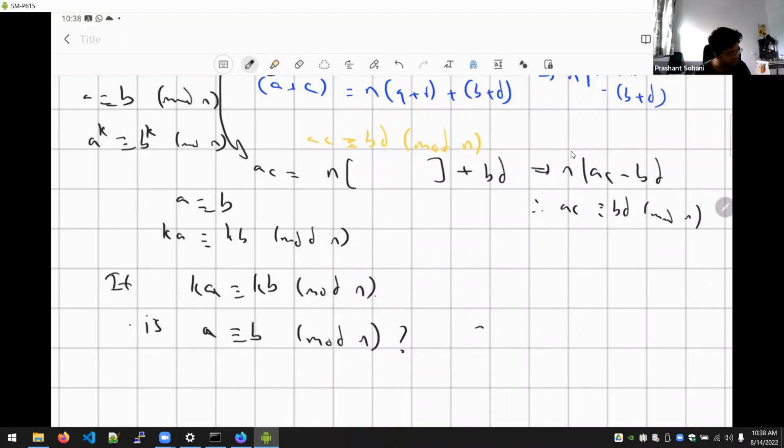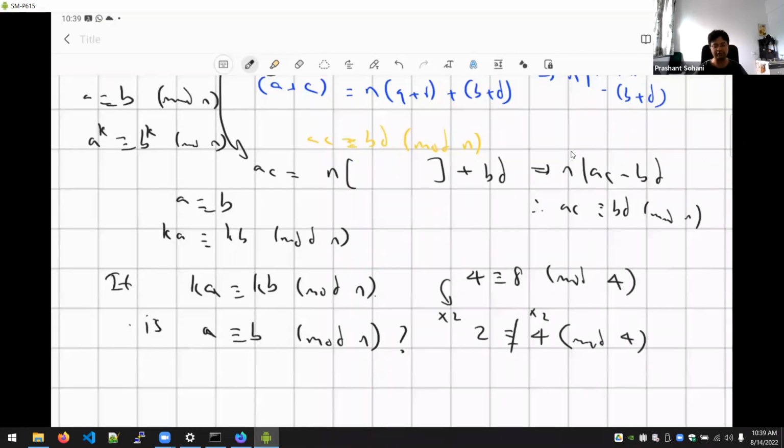So for example, maybe 2 is not congruent to 4 modulo 4. But if I multiply both sides by 2, I'll get 4 is congruent to 8 modulo 4. So I cannot cancel a copy of 2 from here to get this one. But in some cases, you can cancel the copy of k. So what can be that condition when it is safe to cancel k?